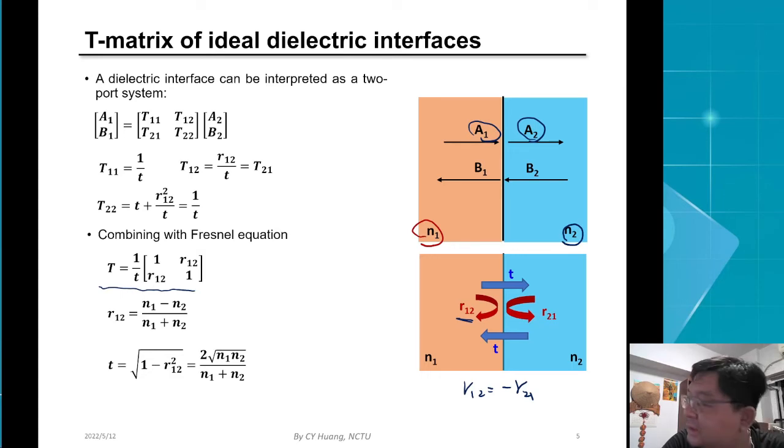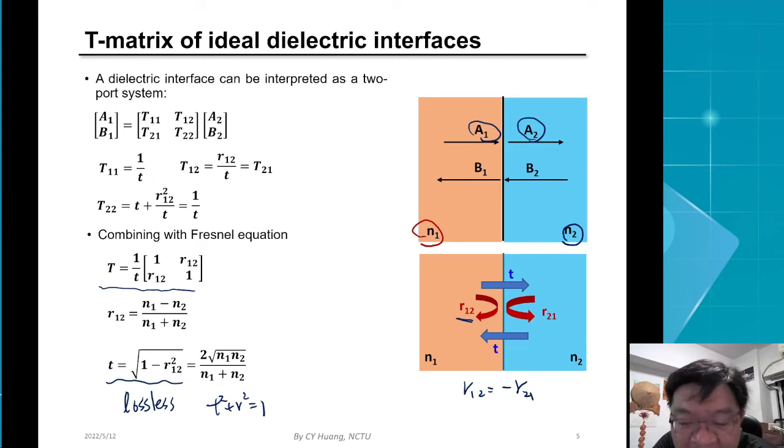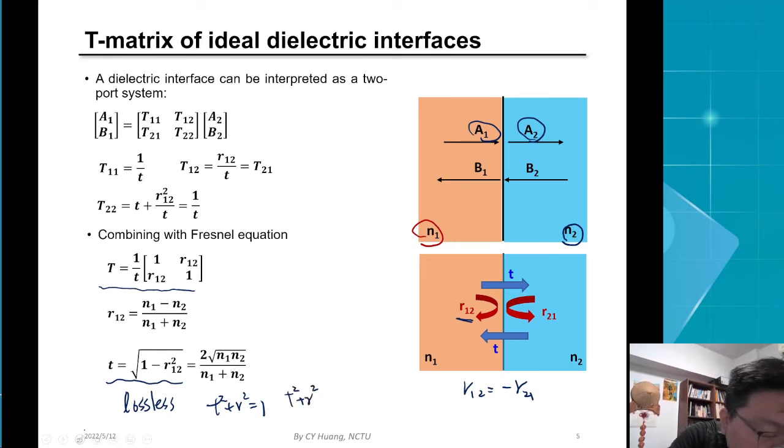Comparing it with the result of the Fresnel equation, we can see that R12 can be written as N1 minus N2 divided by N1 plus N2. And this is true for a lossless interface. It means that T squared plus R squared will be 1. So in this case, T will be N1 plus N2 divided by 2 times the square root of N1 times N2. But this is not a must, because sometimes the interface might have some defects. So in the most general case, T squared plus R squared will be less than or equal to 1. The equal to 1 case is for the lossless or perfect interface.